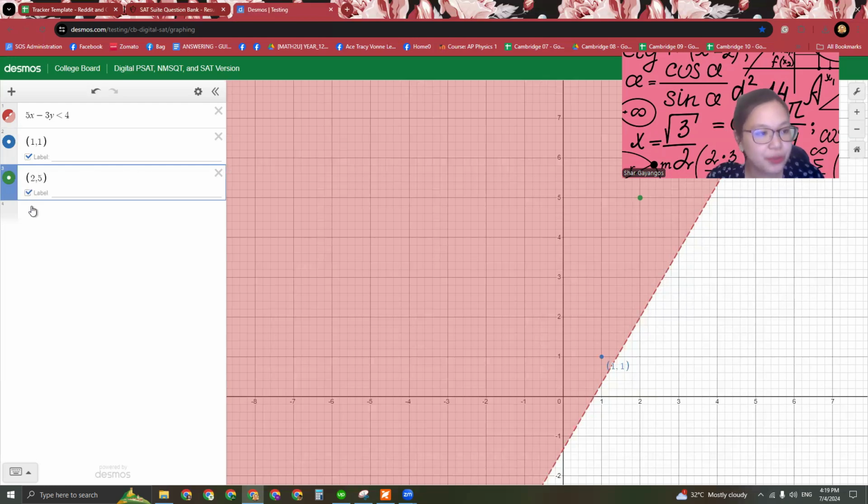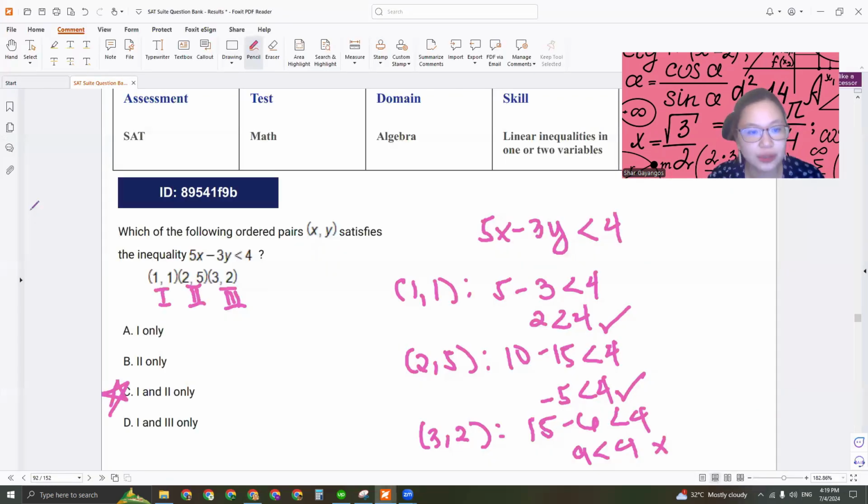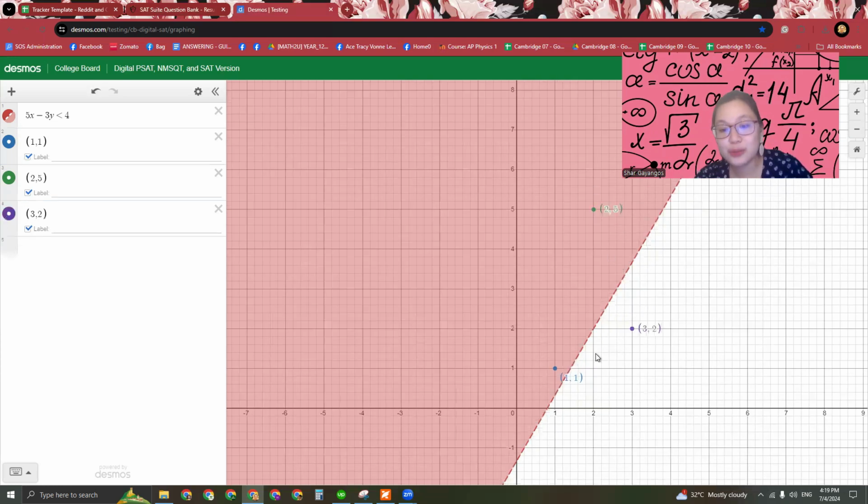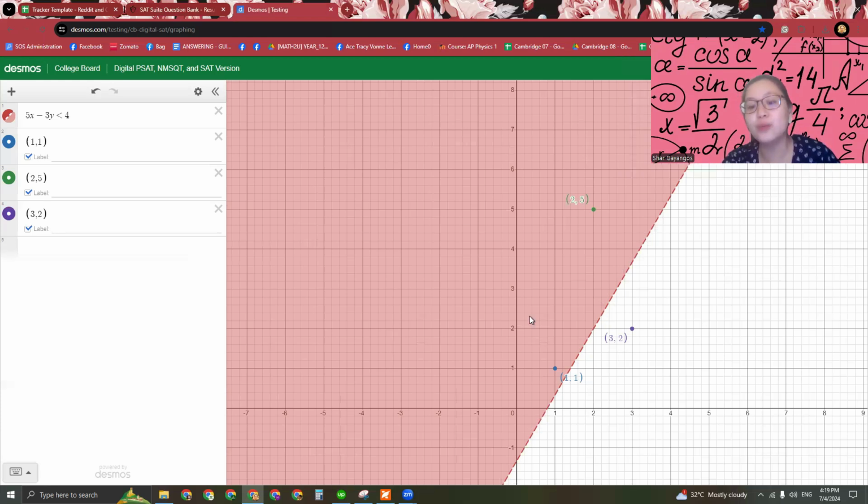Just observe the graph, but I just want to label all of the points here, just so that you can see what I'm talking about. All right. So the goal here is to see whether the options that were given lie within the region. As you can see, (1, 1) and (2, 5) are points within the region, and (3, 2) is already outside. That confirms that only these 2 points satisfy the inequality. So I hope that makes sense.